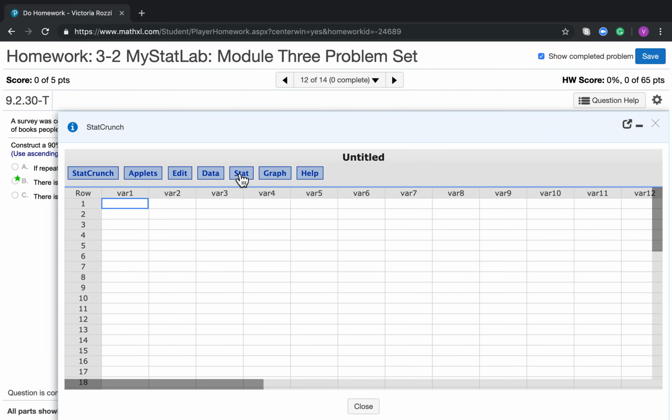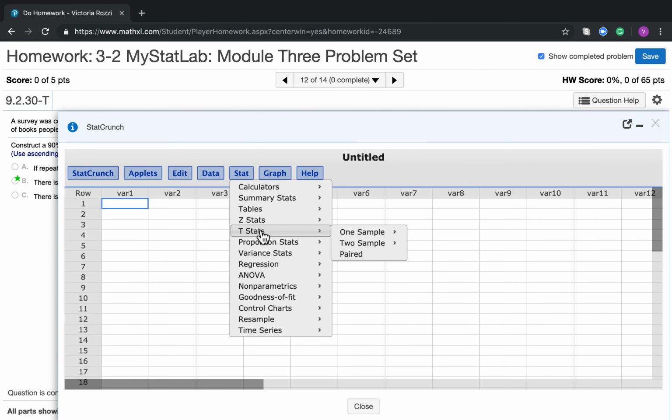Considering we only have the sample standard deviation, we're going to use T-stat. So we're going to go to stat, we're going to go to T-stats, we're going to go to one sample, and we're going to do this with the summary. The reason I'm not doing this with data is I don't have all of the people's responses. I only have what X bar and the standard deviation was, so we click with summary.